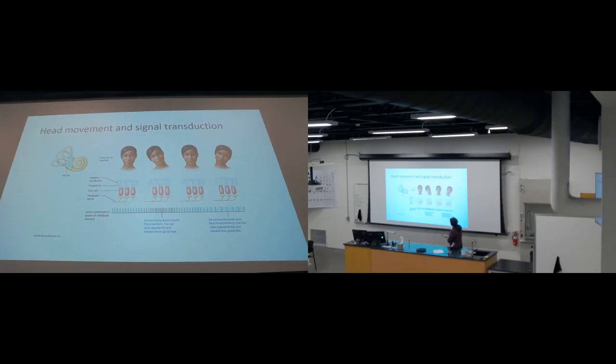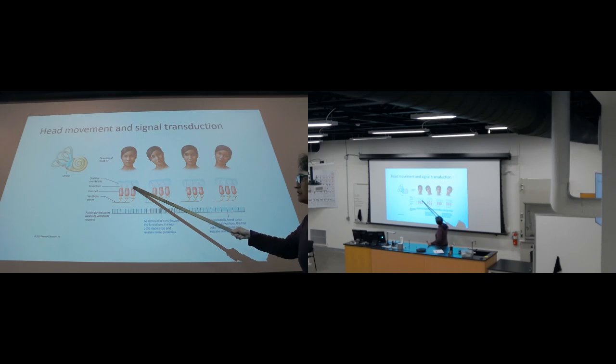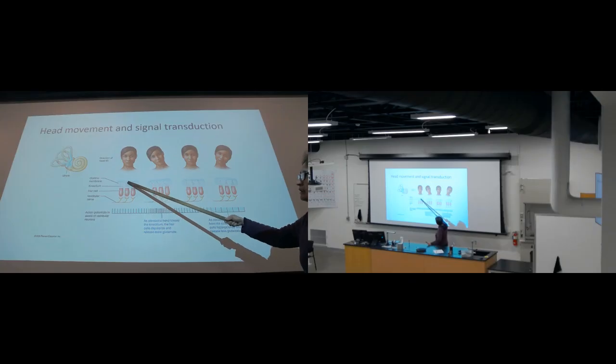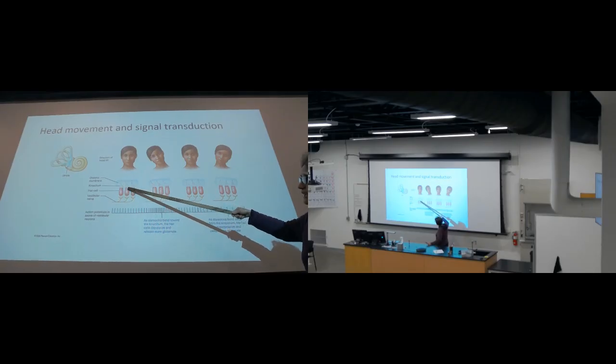So here we have some examples. So this gel-like substance is called the otolithic membrane. And it is not shown in here, but we have a lot of calcium salts. So here are the hair cells, and then we have these cilia that are called kinocilium, that is embedded specifically within this otolithic membrane.